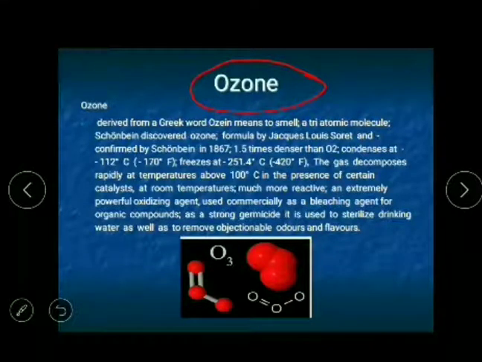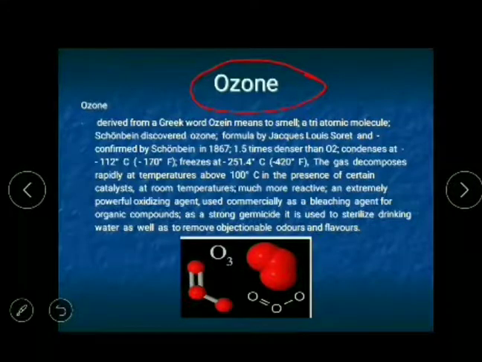Also, ozone is a triatomic molecule. Sean Bean discovered ozone. The formula was given by Jacques Louis Soret and it was finally confirmed by Sean Bean in 1867 CE. Ozone is 1.5 times denser than O2 gas, that is oxygen gas. So ozone condenses at minus 112 degrees Celsius, which corresponds to minus 170 degree Fahrenheit. It freezes at minus 251.4 degrees Celsius, which corresponds to minus 420 degree Fahrenheit.